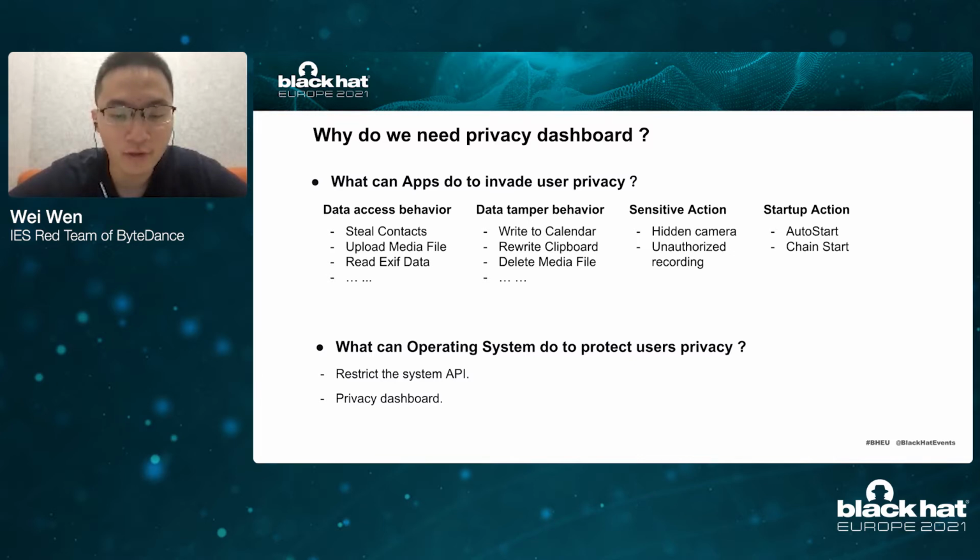Let's turn to operating systems. What can operating systems do to protect users? The basic way is to restrict the system functions or APIs. As we know, Android is constantly working hard on this part. But it's not enough. We need a microscope to let users know what apps do. So we need a privacy dashboard. By using a privacy dashboard, users can know what apps do, and then they can identify the malicious apps by themselves.